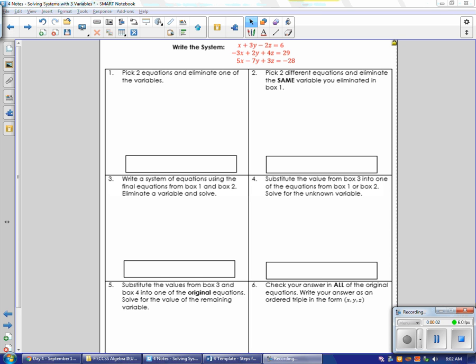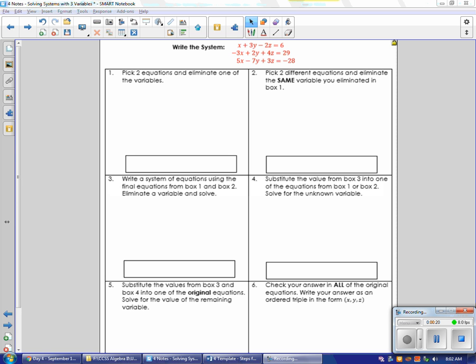Okay, it's Miss Manili again, and I am going to show you how to solve a system of equations in three variables. So you have three equations and three variables. And this problem is a little bit more challenging than the previous one because we're going to have to transform the equations a little bit to get a variable to cancel.